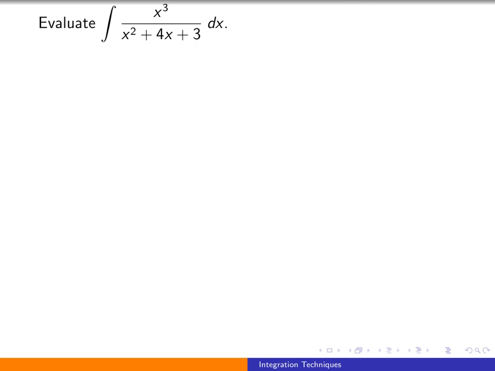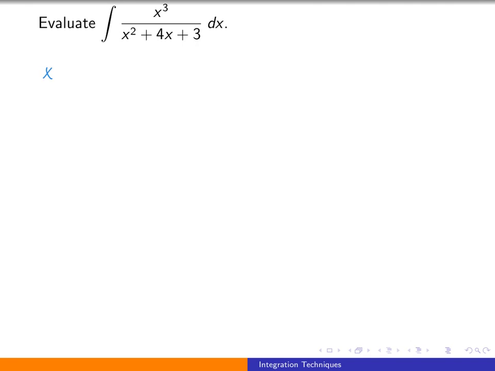In this example, we will anti-differentiate the rational function x cubed divided by x squared plus 4x plus 3. Now, the key observation is that it is a degree 3 divided by a degree 2. So it is what we would call an improper rational function. This requires the first step to be a polynomial long division so that we can rewrite it in a manner that's more convenient for us to handle.